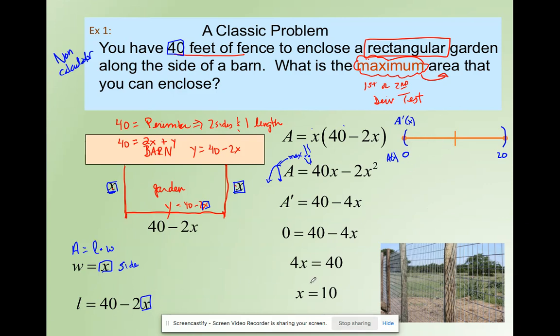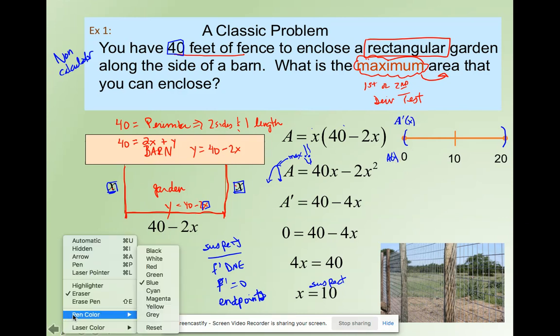Then, of course, I have my suspects. So remember, suspects come every time you're doing a derivative test where your first derivative does not exist, where your first derivative equals 0, and endpoints. So there's my 0 and 20. This is A of x and this is A prime of x.